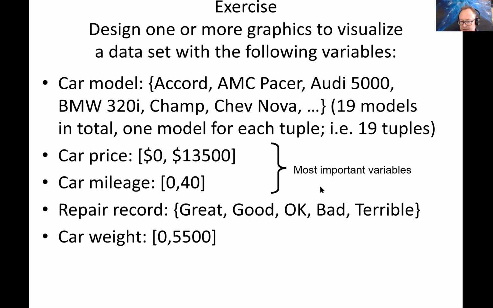Okay, so Jan Kim suggests X for price, Y for mileage. Repair could be a grayscale. Weight could be a dot or circle size. That's great. Jan Kim's suggestion is great. That suggestion is not the only good solution, but it's great. And whenever I give this exercise to students, there's always some students who come up with that solution because it is one of the best solutions.